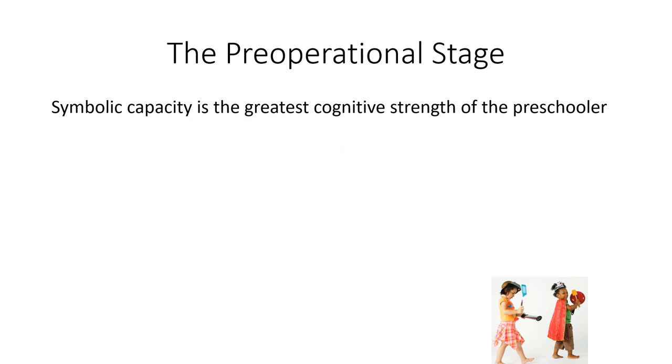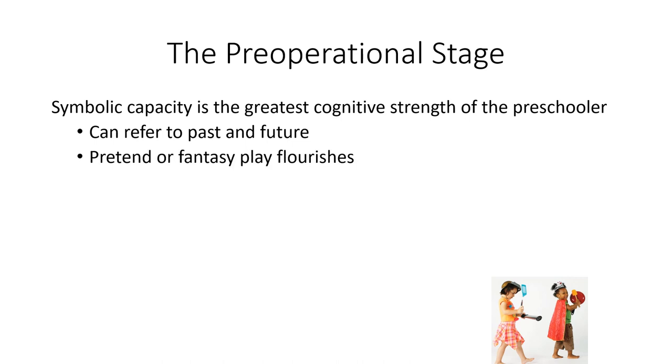Next stage is the preoperational stage. This is where symbolic capacity is the greatest cognitive strength of the preschooler, where they can refer to the past and future. Before this stage, they really can't. They can pretend or fantasy play.